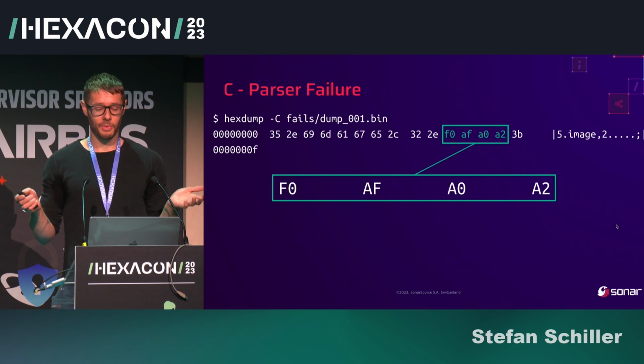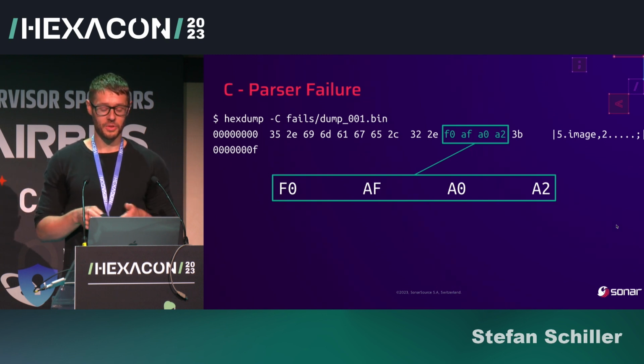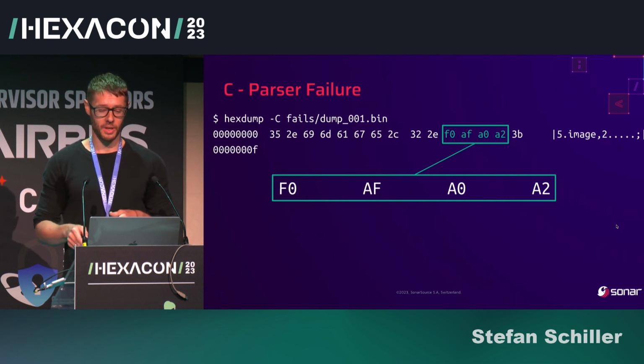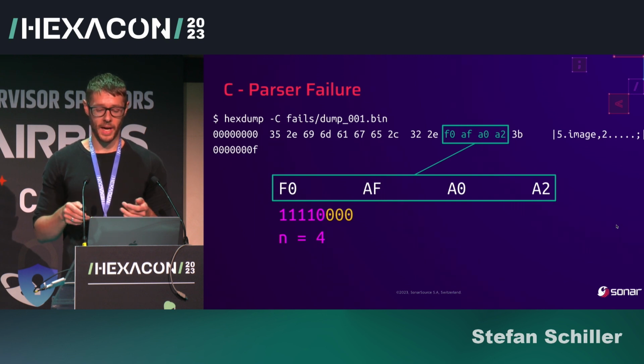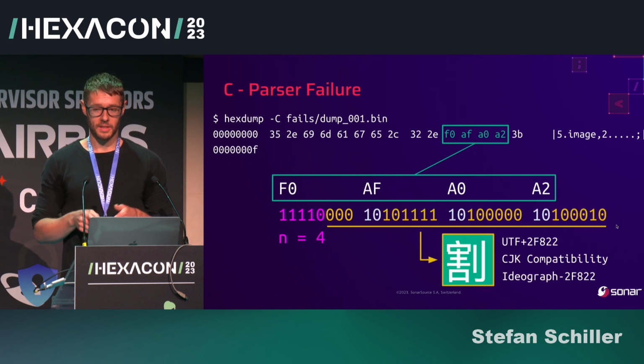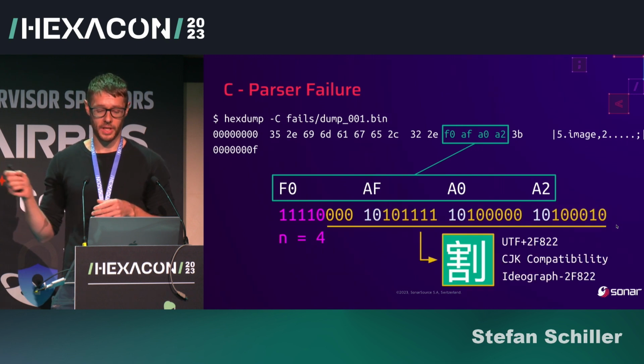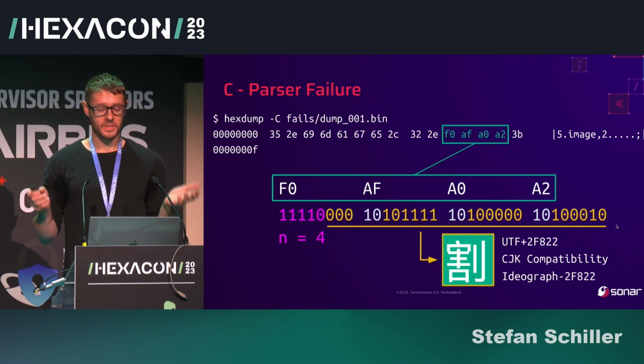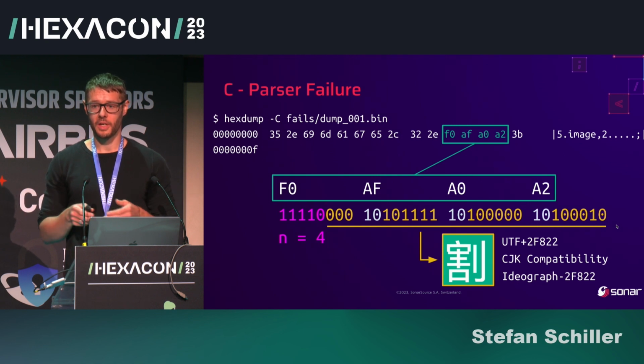Okay, so what did the C parser mess up here? I already mentioned that it needs to determine the UTF-8 byte length to correctly calculate the amount of Unicode characters. And in this case, the most significant bits of the first byte determine that this is a 4-byte UTF-8 sequence. Thus, the following 3 bytes are taken into account, and the result is this CJK Unicode character. Probably some of you know what the meaning of this character is.